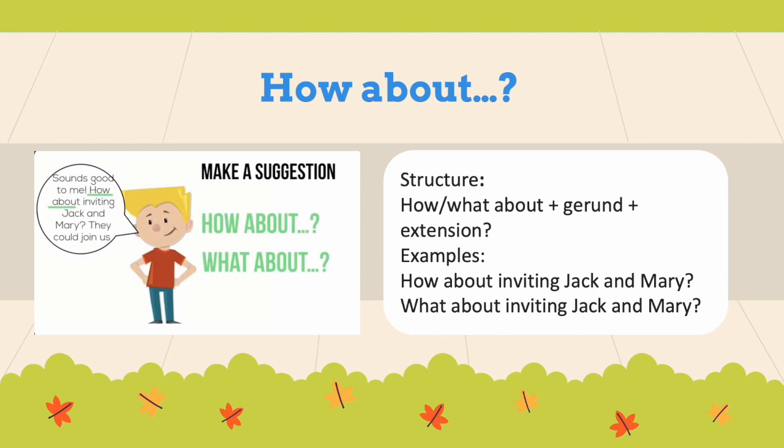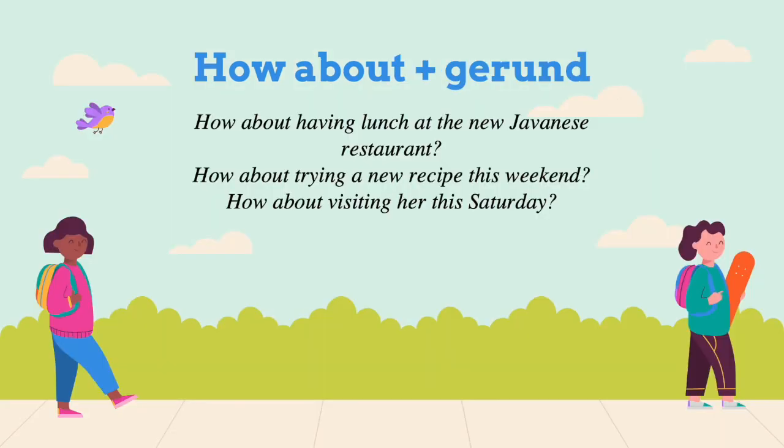Sounds good to me. How about inviting Jack and Mary? They could join us. We also can use how about or what about to make a suggestion. The structure is how or what, and then about, and then followed by gerund plus extension. These are other examples of using how about plus gerund to make suggestions.